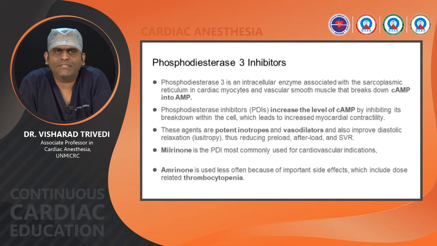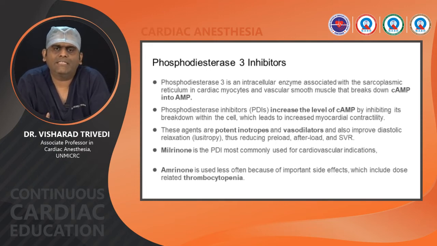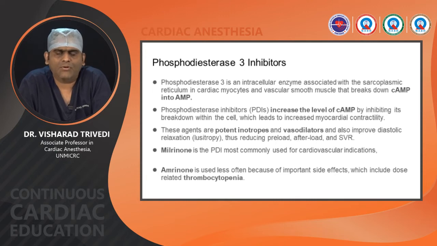well because of its relaxation activity, because of the calcium reuptake in the sarcoplasmic reticulum. So thus it will reduce the preload, afterload and SVR as well, and in turn increases the contractility as well. So milrinone is mainly a phosphodiesterase inhibitor, most commonly used for cardiac indications. Amrinone is less frequently used because of a side effect of thrombocytopenia.